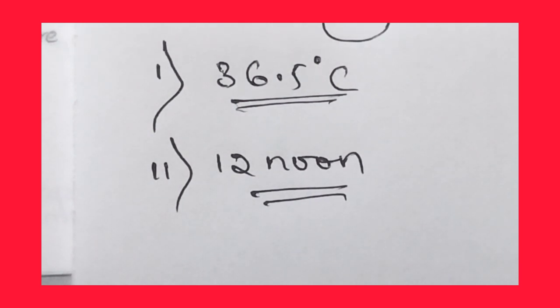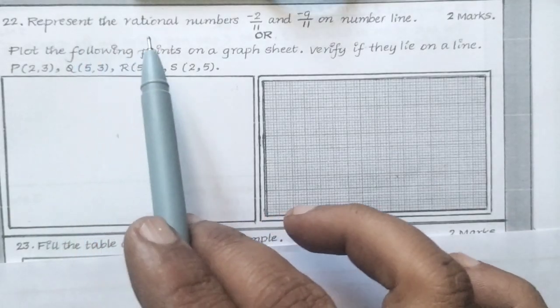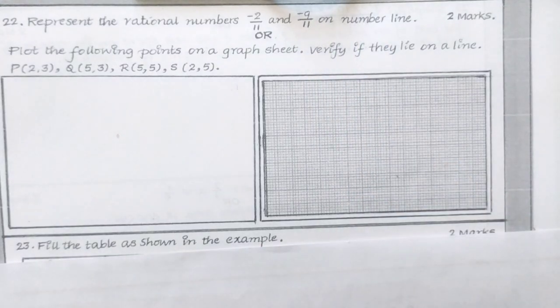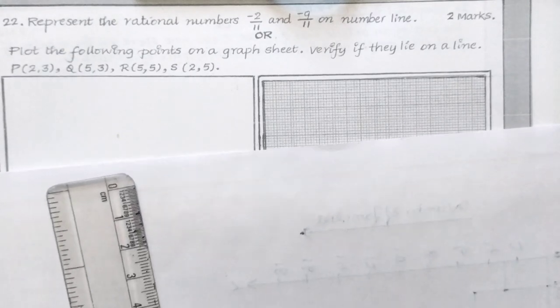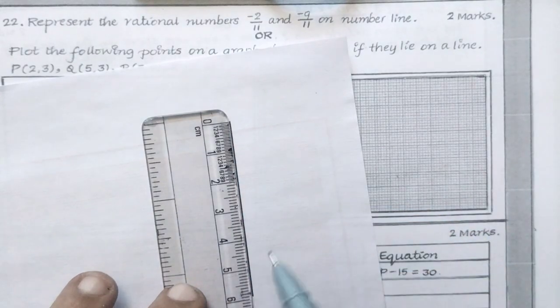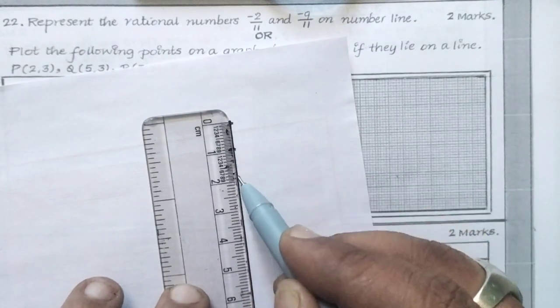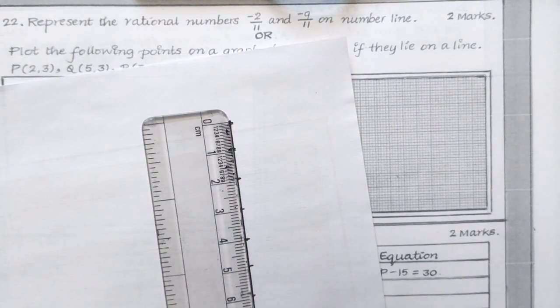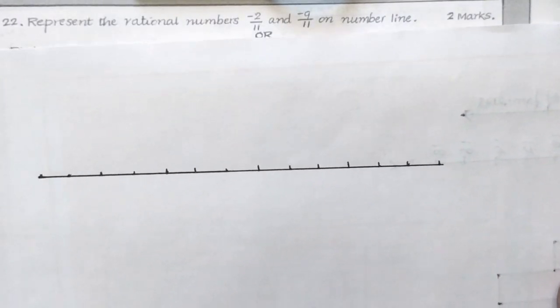Now let us move to the 22nd question. Represent the rational numbers minus 2 by 11 and minus 9 by 11 on a number line. So now let us represent this on a number line. Let us draw it like this. We mark each 1 centimeter. Like this, let us mark each 1 centimeter.